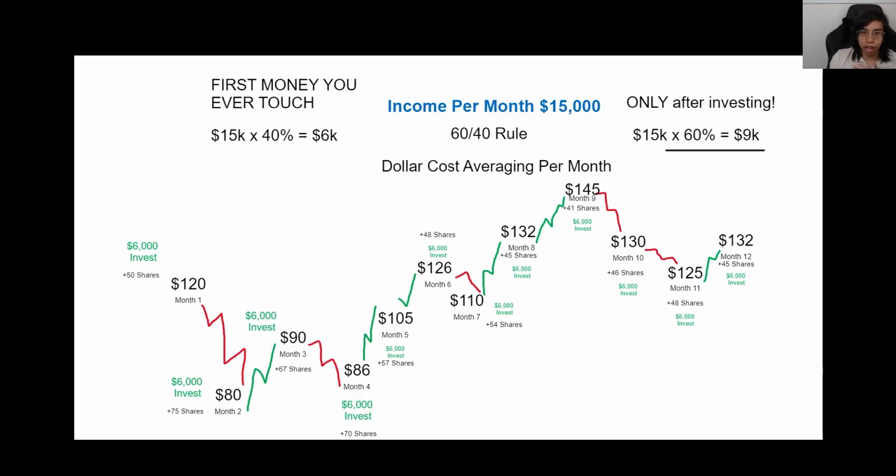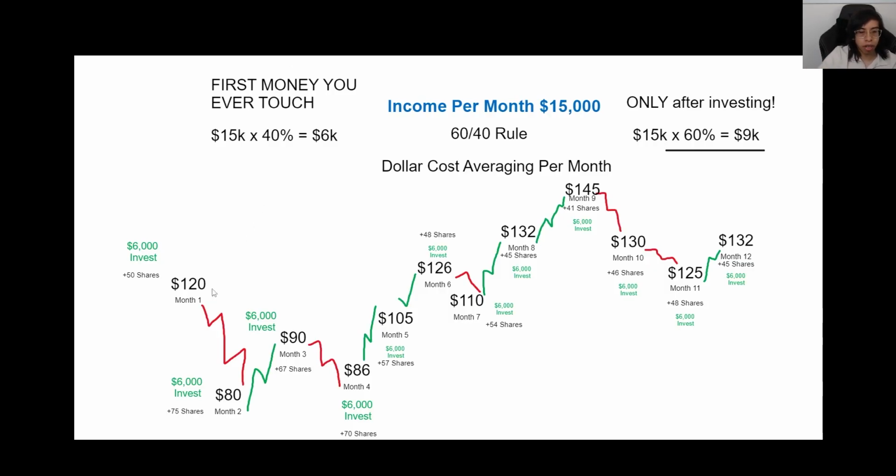It's just like your bank account, no different. In dollar cost averaging, you're not looking at the charts. You automatically invest into the market every month, regardless of whether the chart is going down or going up. You're just putting money into the S&P 500 as if it were a savings account. In this case, you're investing $6,000 per month because you're making $15,000 per month.